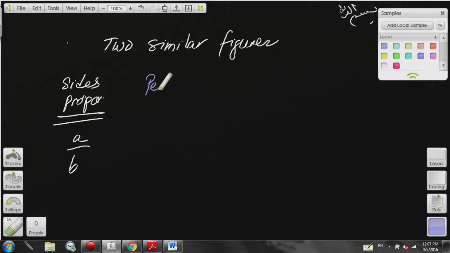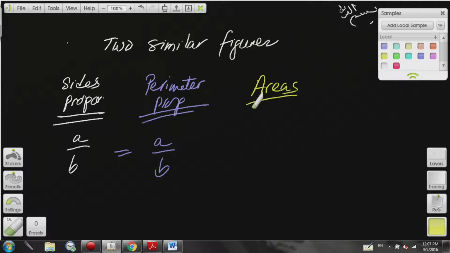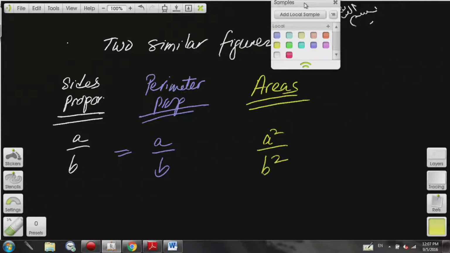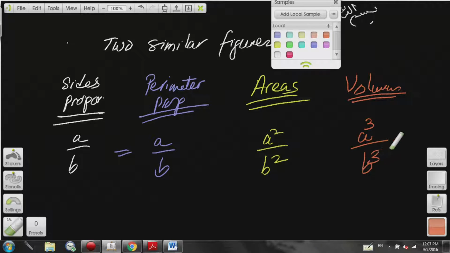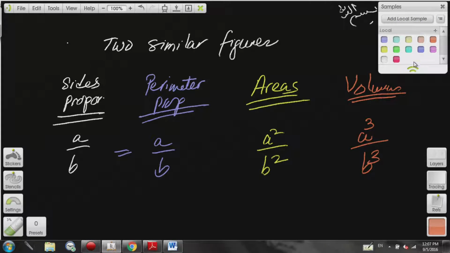And then the perimeter is also proportional, and the proportionality factor is the same, A over B. The perimeters are in the ratio A over B. And then the areas are also proportional, but the ratio of their proportionality is A squared over B squared. And if it was a three-dimensional solid figure, their volumes would also be proportional, and the ratio would be A cubed over B cubed. This is key, and this is beautiful, I think.